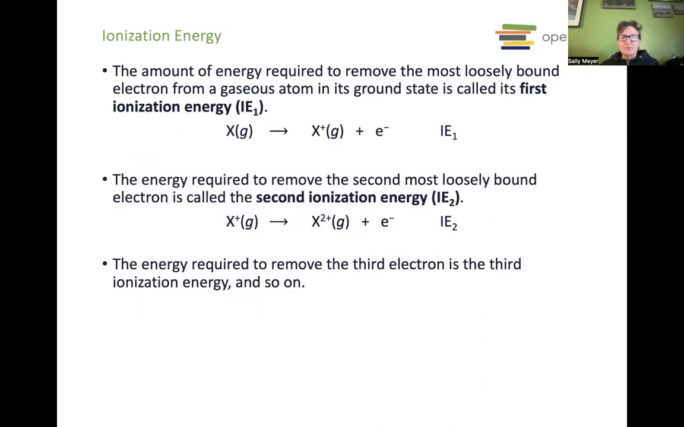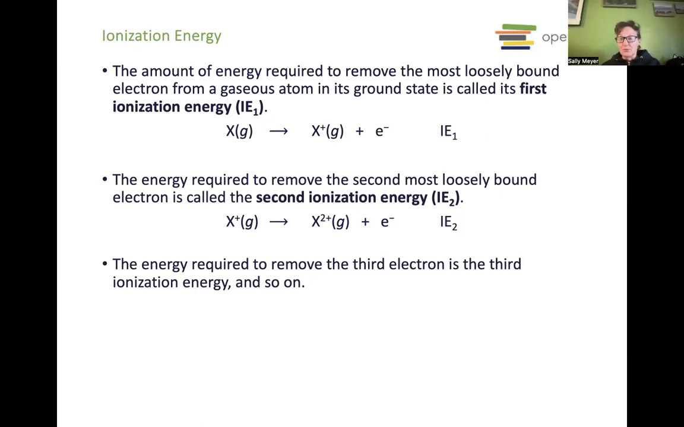So another property of atoms and ions that has a periodic trend in the table is the ionization energy. The ionization energy is the amount of energy required to remove the most loosely bound electron from a gaseous atom in its ground state. That's called the ionization energy. So the most loosely bound would be the highest energy electron. So if we have X in the gas phase and we pull an electron off, we call that the ionization energy number 1, so IE1.